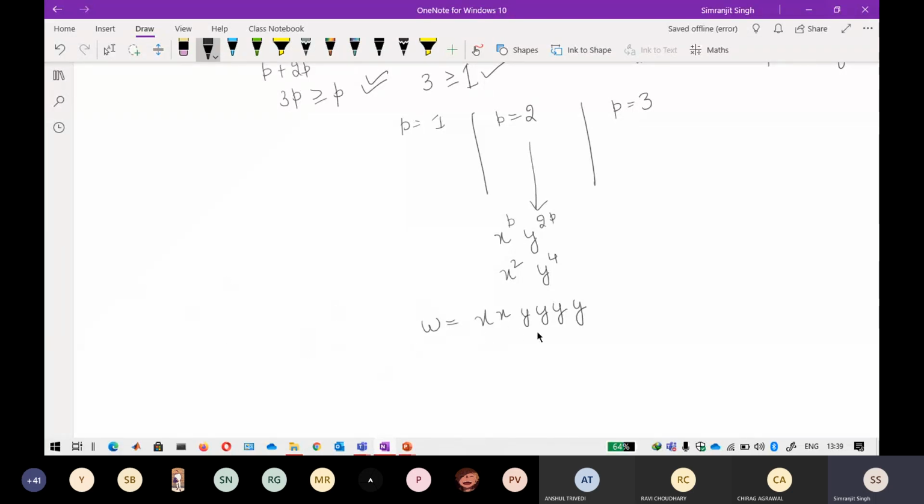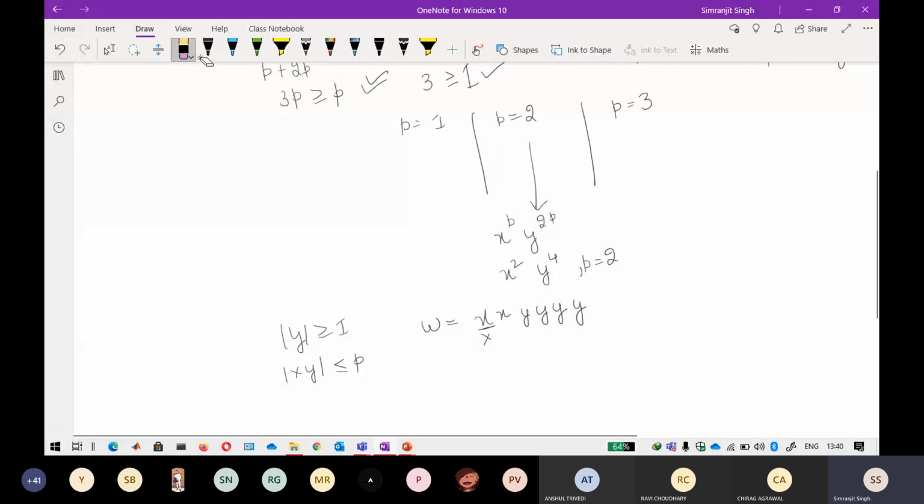to break it into x, y and z such that the length of y should be greater than or equal to 1 and the length of xy should be less than or equal to the pumping length. So here we have set the pumping length equal to 2. Keep that in mind. Okay, so how can I do that? If I select this one as x and this one as y, only then the condition will be satisfied. Okay, just let me do this.